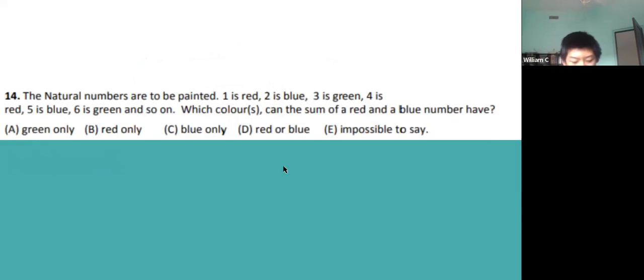Natural numbers are to be painted. So 1 is red, 2 is green, 4 is red, 5 is blue, and so on. So basically it goes red, blue, and then green. Which colors can the sum of a red and blue number have? I'll give you 3 minutes to think about this. If you have the answer, please type it in the chat.